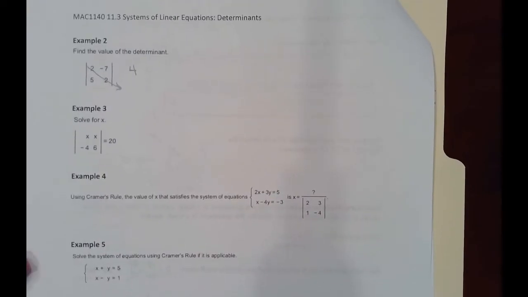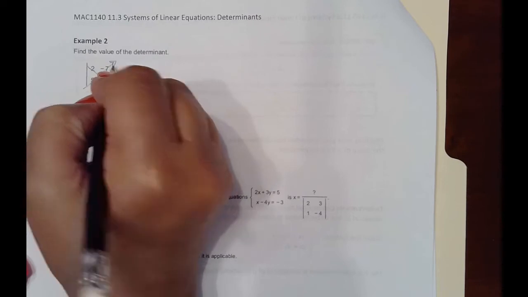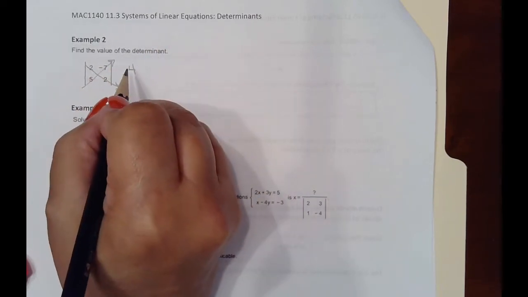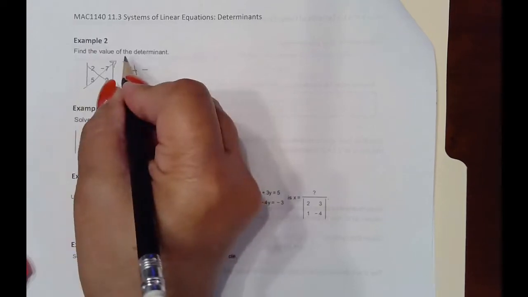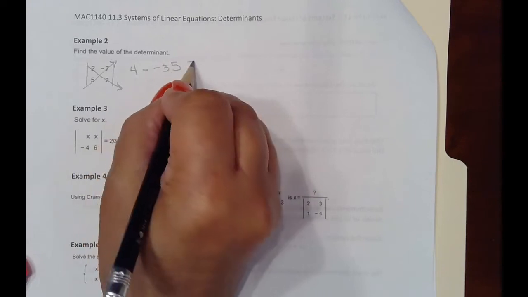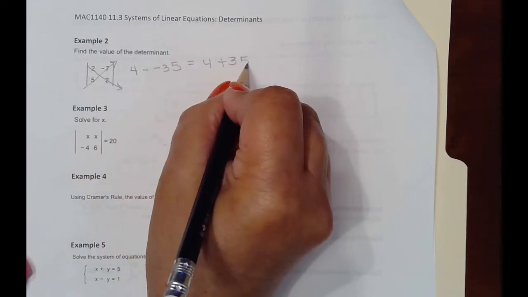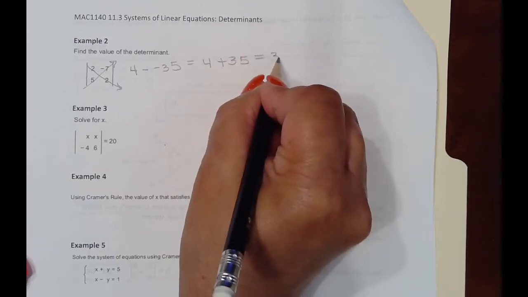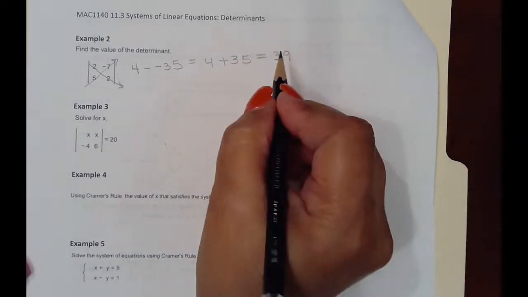Sorry, you can't see what I'm doing. And then do the upward product, which will be negative 35. Remember, it's downward product minus the upward product. So you'll have a double negative there. This ends up being 4 plus 35, so the value of that determinant is 39.